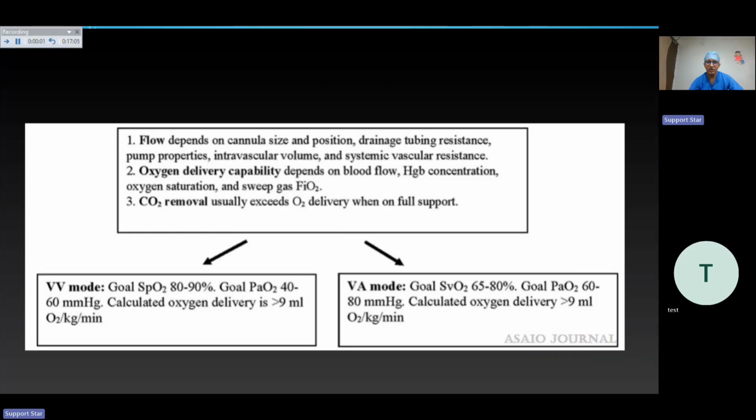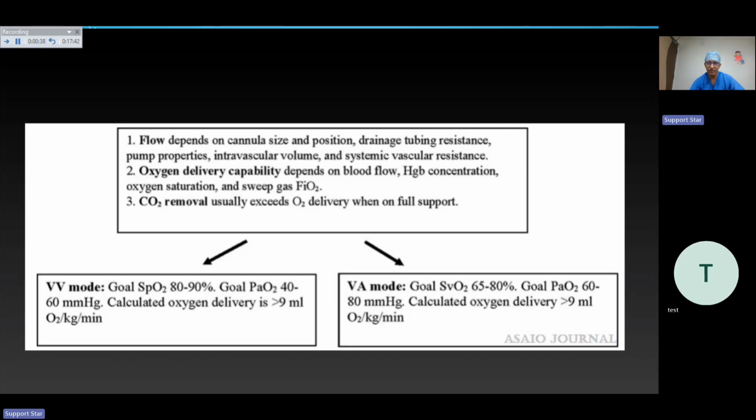Flow depends on the cannula size and resistance from the cannula and the patient. So you have to control all that. You have to choose the right cannula so that your drainage is adequate, your flow is good, you don't have any problems with the flows, and your SVR or resistance from the patient is less. Carbon dioxide removal usually exceeds oxygen delivery because it's an easier thing to do. Oxygen delivery depends on hemoglobin concentration, the sweep gas FiO2, the oxygen saturation of the inlet, and the blood flow as well. Okay, already we spoke about the goals.